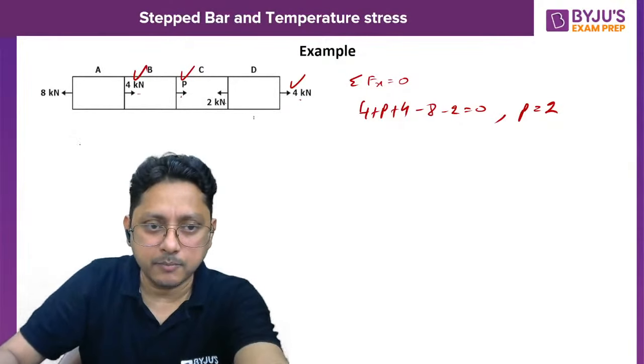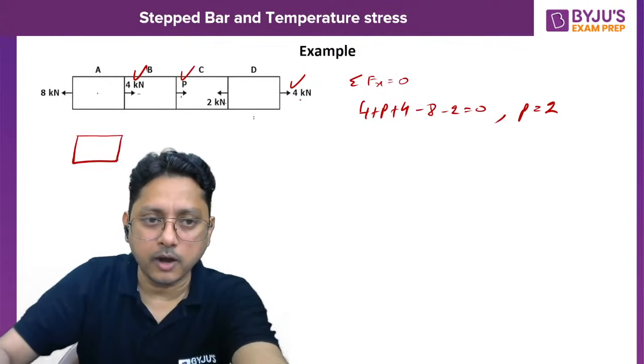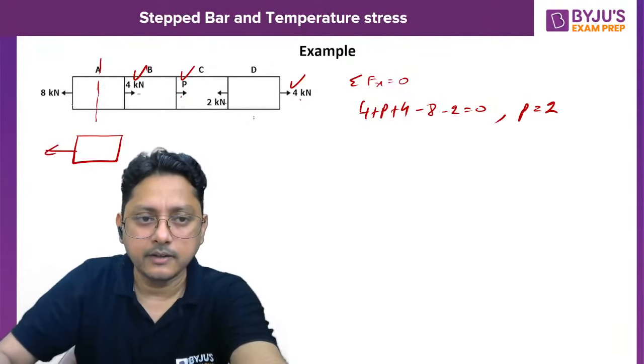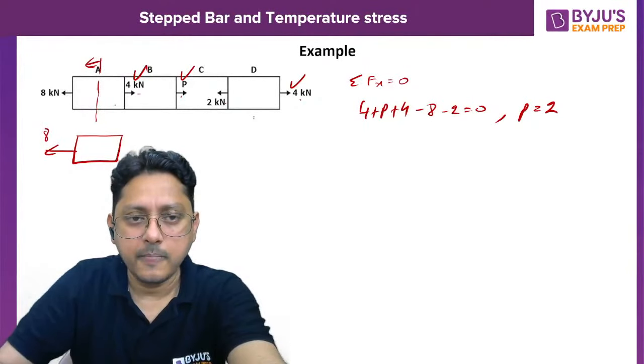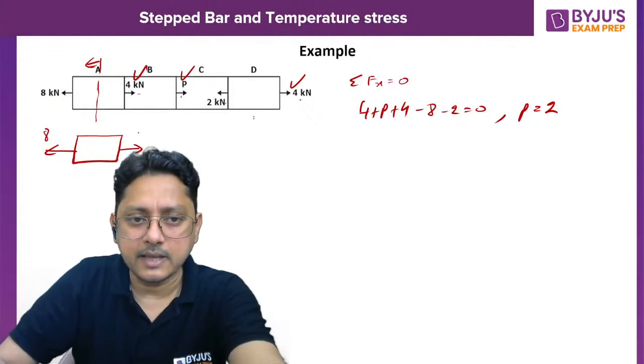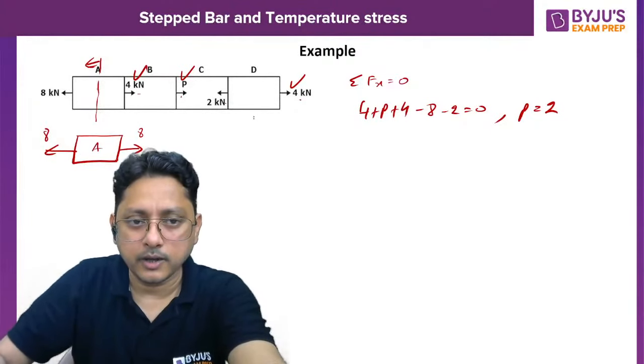Maybe if you consider block A first. For block A, just stand at the center and try to see. The 8 kilonewton is acting towards the left side. On the right side, you apply the same 8 kilonewton without any hesitation. This is for block A. Now draw it for block B.